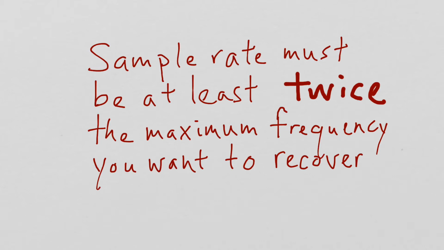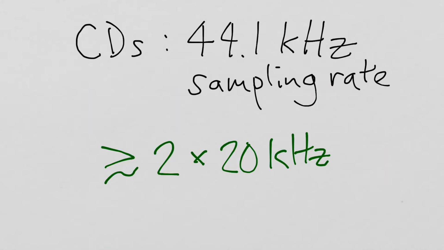So when you're digitizing a signal, the sample rate must be at least twice the maximum frequency you want to recover. So for CDs, if we want to recover up to 20 kilohertz frequencies, then we need to sample at least twice that rate. So why twice?